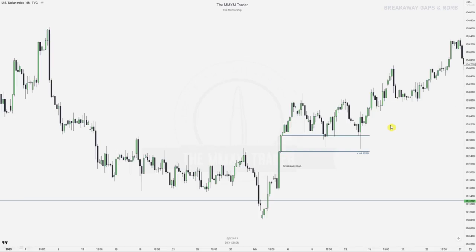Now, how does that look on a price action chart? We've got the US dollar index 4-hour chart over here, and think about this. There is a fair value gap here, but it is a breakaway gap. Why is it a breakaway gap? We just learned about this new PD array, the redelivered rebalanced PD array.